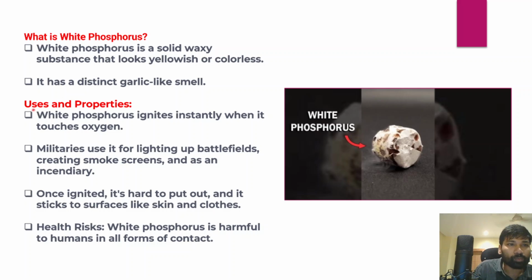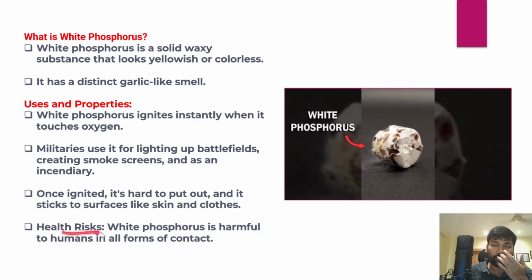Now what are the uses and properties of white phosphorus? White phosphorus ignites instantly when it touches oxygen. Whenever it touches oxygen, it catches fire instantly. The military uses white phosphorus for lighting up battlefields, creating smoke screens, and even as an incendiary. Once it is ignited, it is hard to put out, and at the same time it sticks to surfaces like skin and cloth.